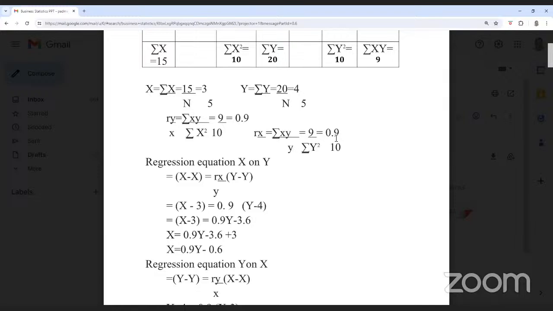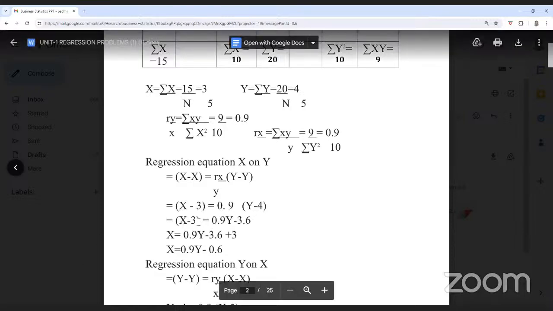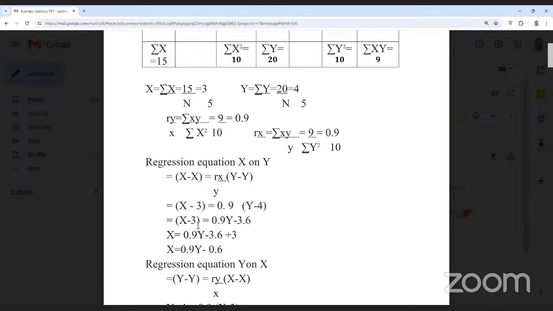What is the value? 9. It is a 9. Y minus y mean, what is it? Y minus y mean here is 4, right? Understood? Yes, ma'am. So here x minus 3, it is as it is. Now 0.9 it is there now. You can multiply 0.9 into y minus y mean. 0.9 into 4, it is a 3.6.